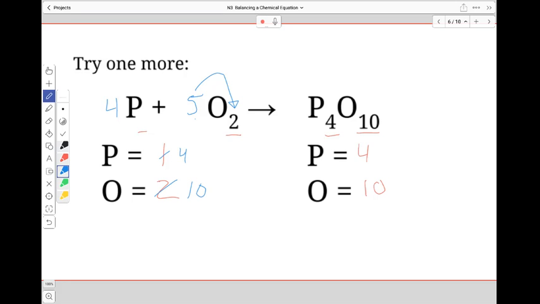Now, the last thing, like I told you guys earlier, is that I'm going to always put a coefficient even if there doesn't need to be one. So I'm going to put a coefficient of 1 here. Now, are my phosphoruses balanced? Yes. Are my oxygens balanced? Yes. So this is balanced.